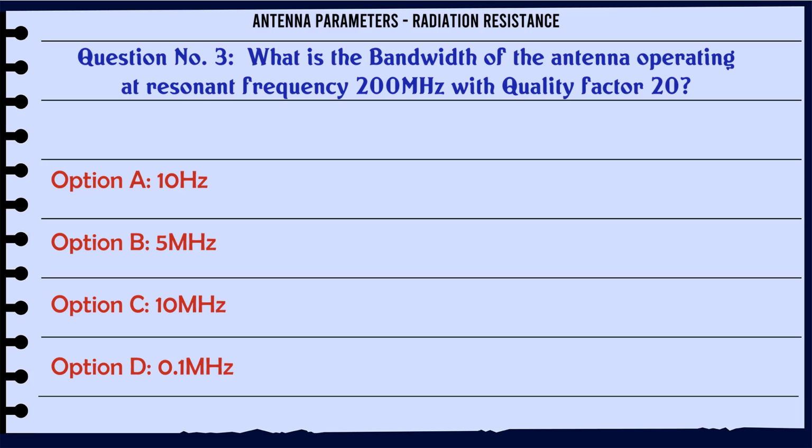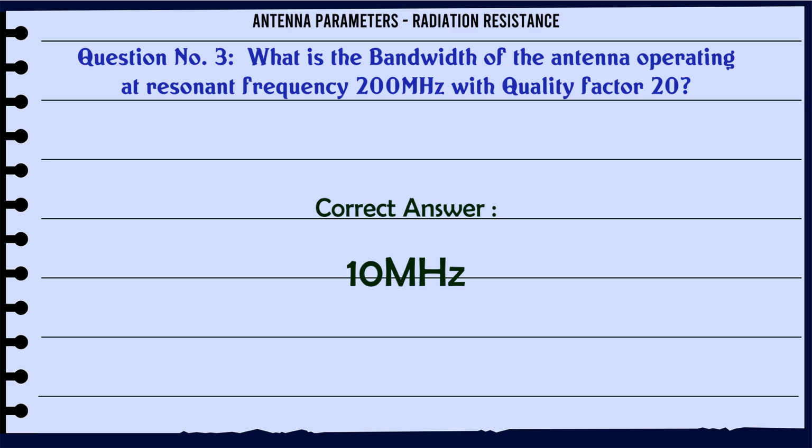What is the bandwidth of the antenna operating at resonant frequency 200 MHz with quality factor 20? A. 10 Hz. B. 5 MHz. C. 10 MHz. D. 0.1 MHz. The correct answer is 10 MHz.